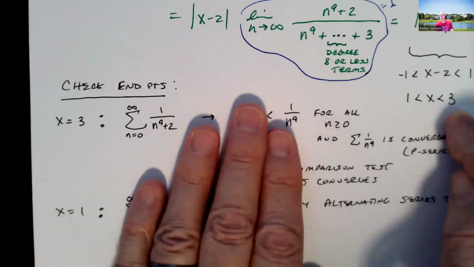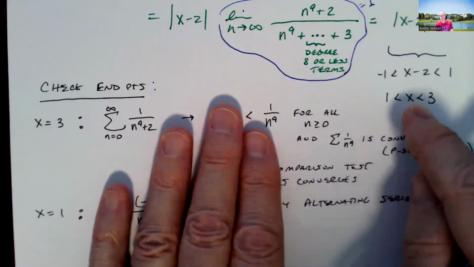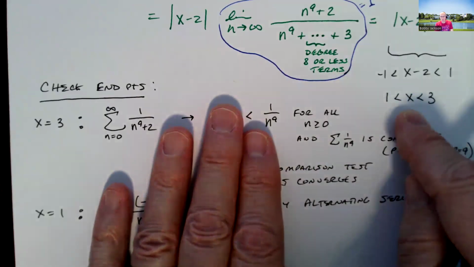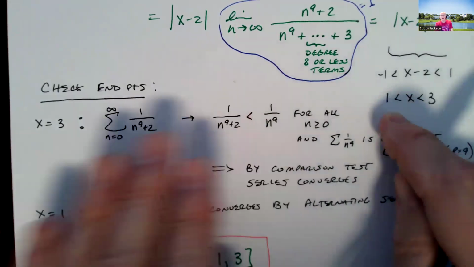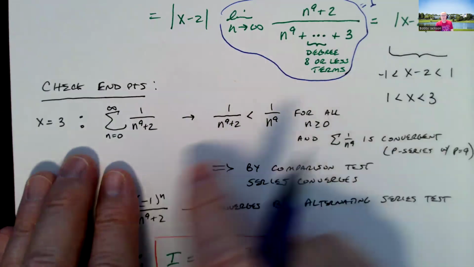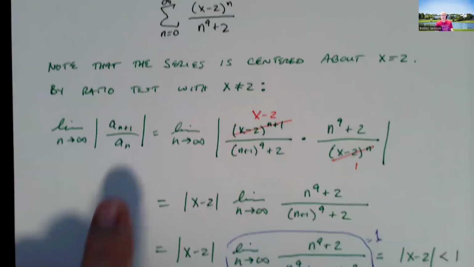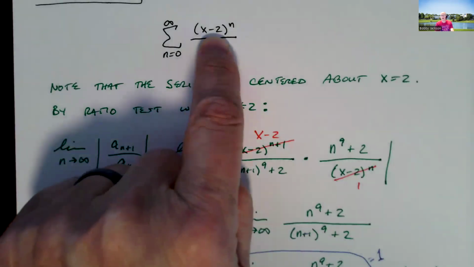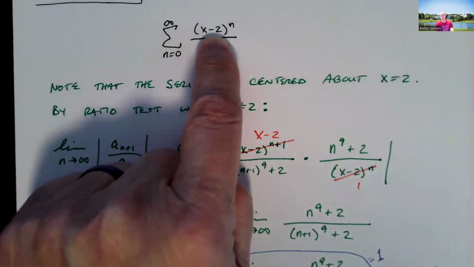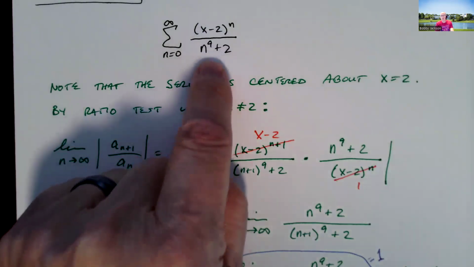Now what do we need to do? Check the endpoints. We're centered about 2, and our radius of convergence is 1. So what about at x equal 3? Well, if I plug x equal 3 into our original series, 3 minus 2 is 1. 1 to the n is always 1, so I just get 1 over n to the ninth plus 2.